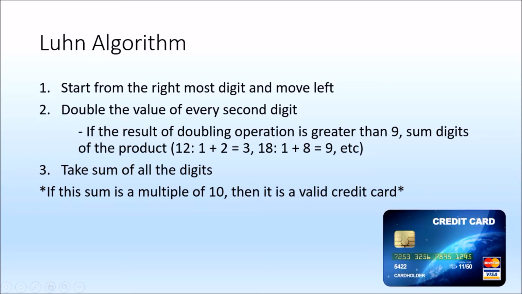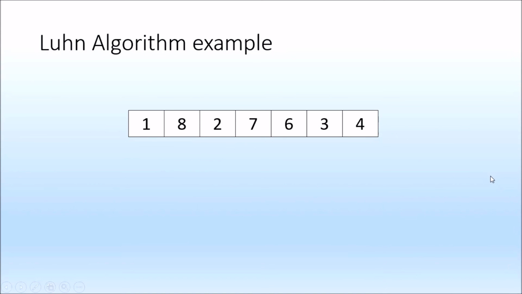Well, you start from the rightmost digit and you move left, and every second digit, you double the value, and if the result of the doubling operation is greater than 9, you sum the digits of the product, and then you take the sum of all the digits. And if it happens that this sum, which is called the Luhn sum, is a multiple of 10, then it is a valid credit card. So that's very broad. Let's look at a specific example to clear it up.